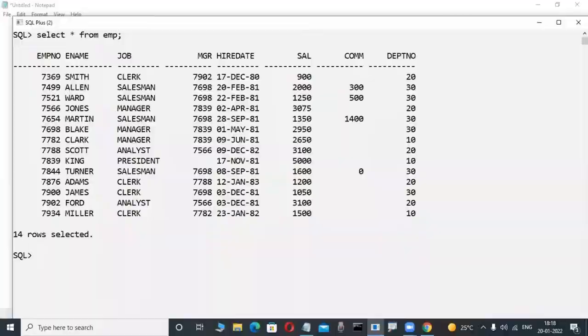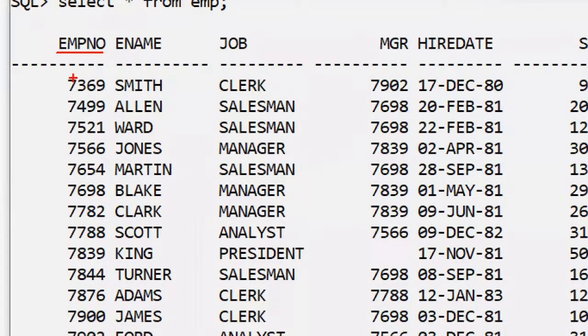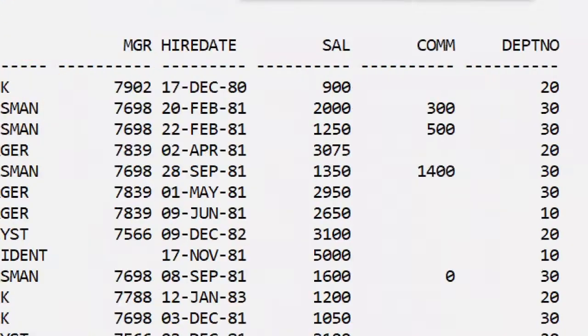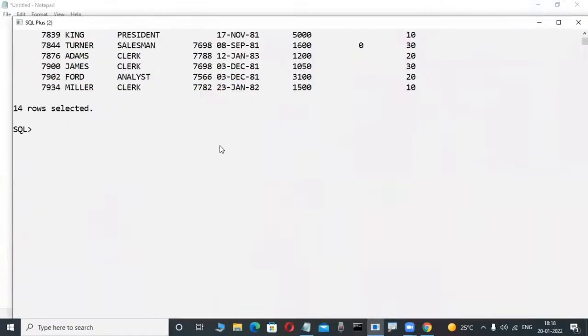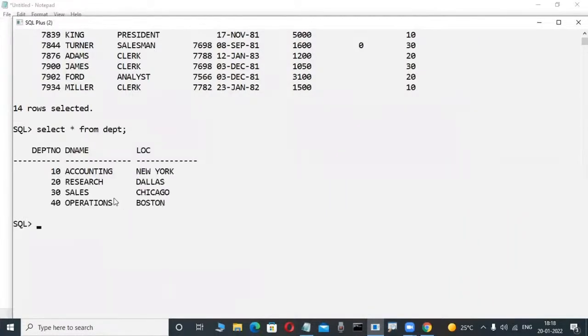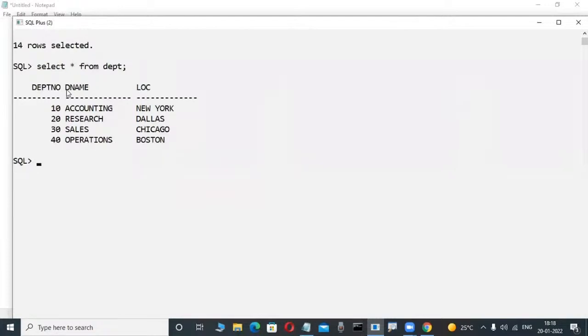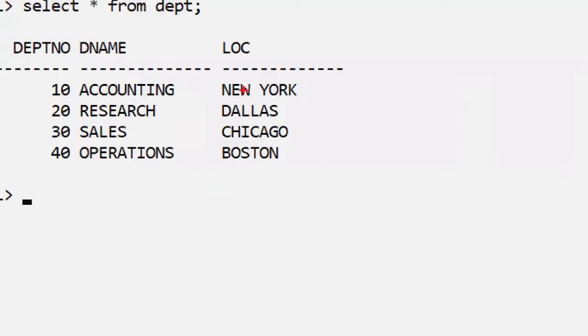Slowly observe here, maybe this is a matrix format. In this column only numbers are available, in this column only characters are available, and in this column only dates are available. That's why the data is stored in a structured manner. Anything we observe in a relational database is structured data, a structured collection of data.